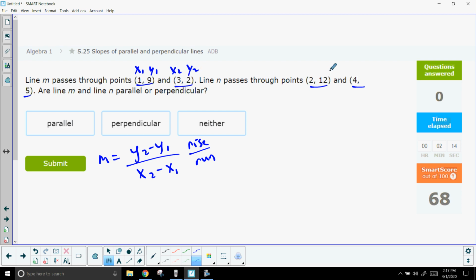We're going to do the same thing for this one. I'll put this one in red. x1, y1, x2, y2. And then you just plug it in. I'll go ahead and write the next equation for that side.